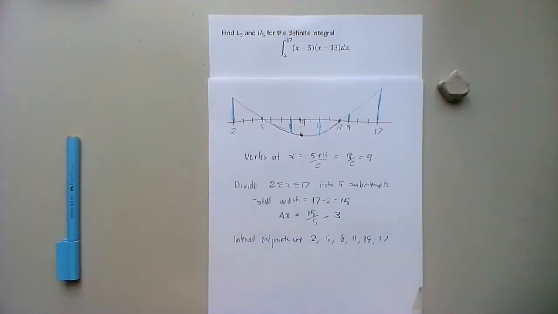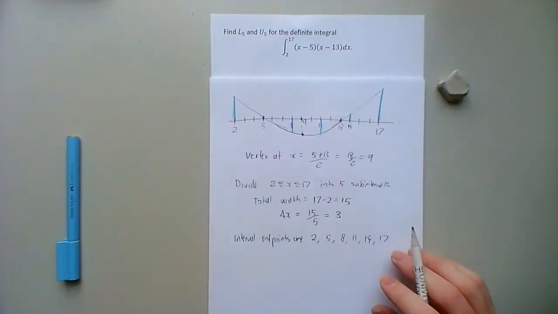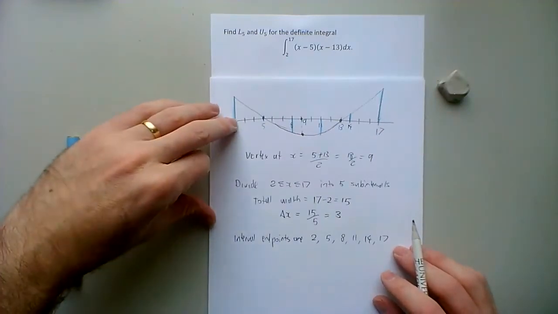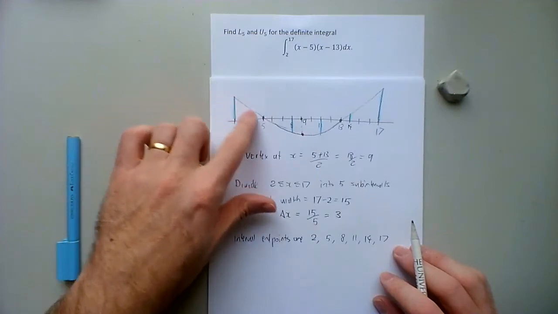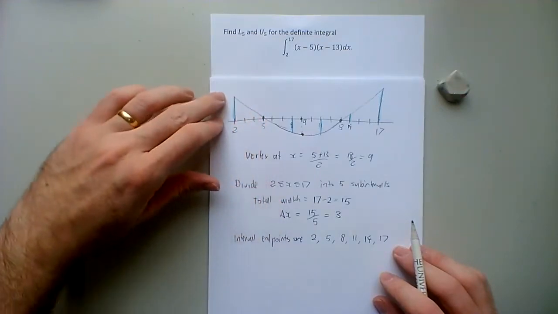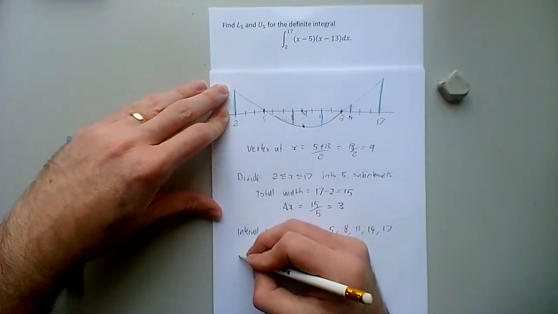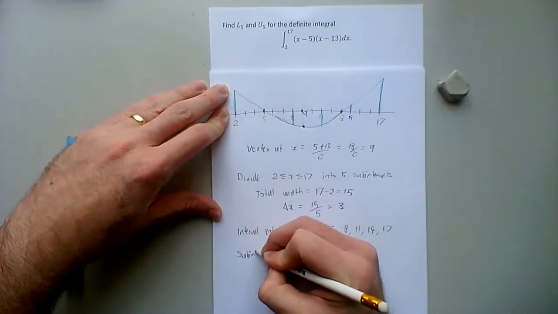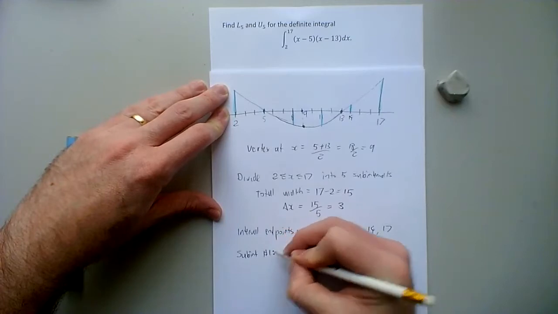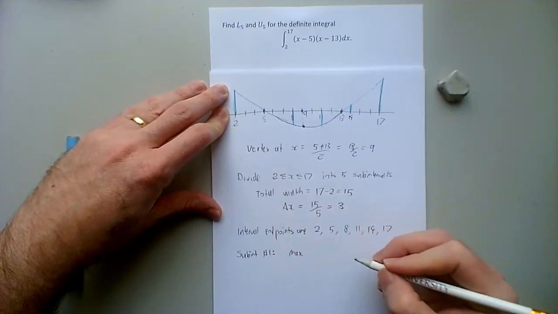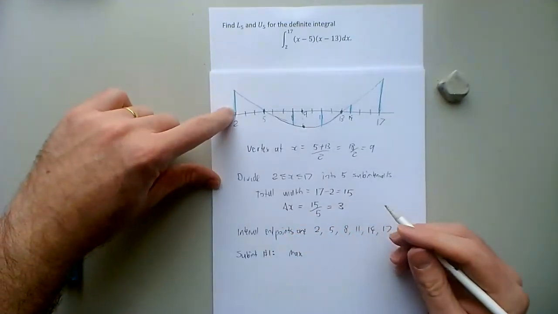So now in each of those 5 subintervals, I'm going to need to find the maximum and the minimum value. So let me have a look at this. This first subinterval is decreasing, and so the maximum's here at 2. So for subinterval number 1, the max will be the function value at 2.